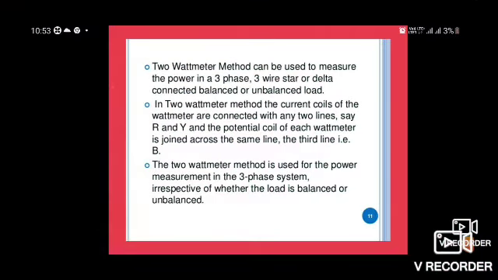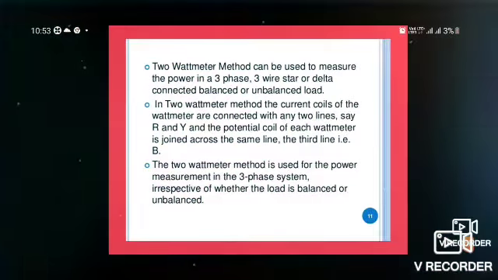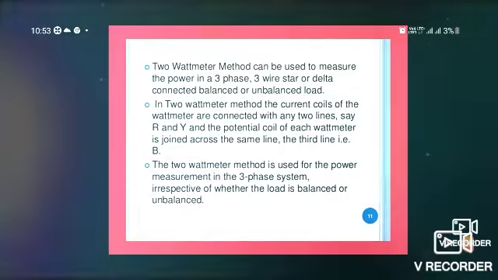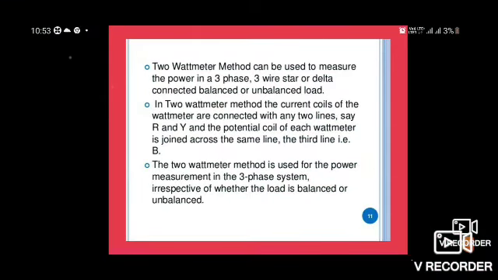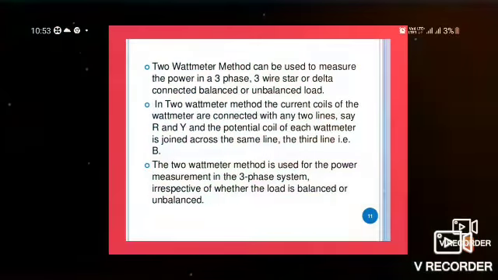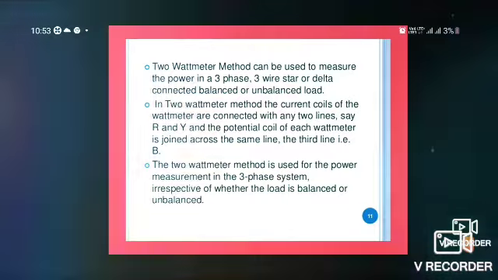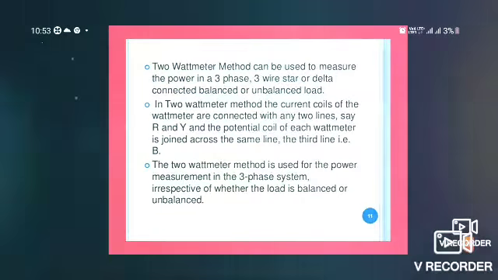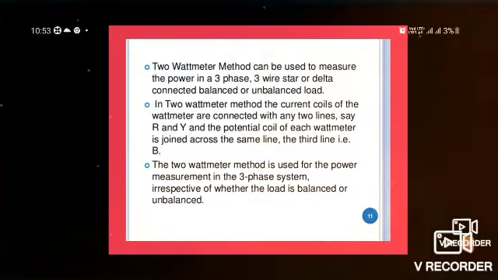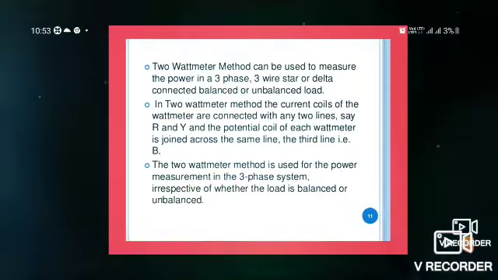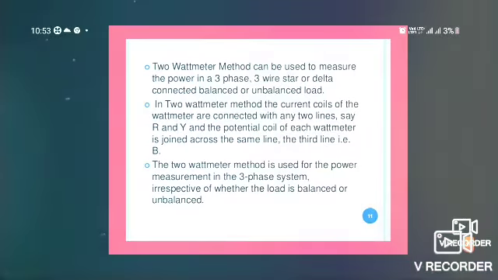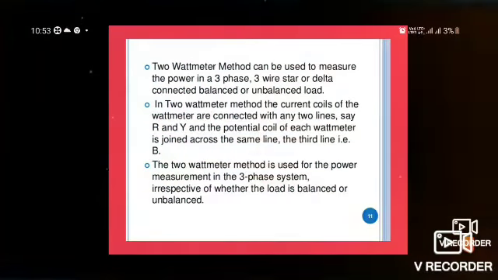In the 2 wattmeter method, the current coils of the wattmeters are connected with any 2 lines, say R and Y, and the potential coil, that is the pressure coil, of each wattmeter is joined across the same line, that is the third line B. The 2 wattmeter method is used for the power measurement in the 3-phase system, irrespective of whether the load is balanced or unbalanced.